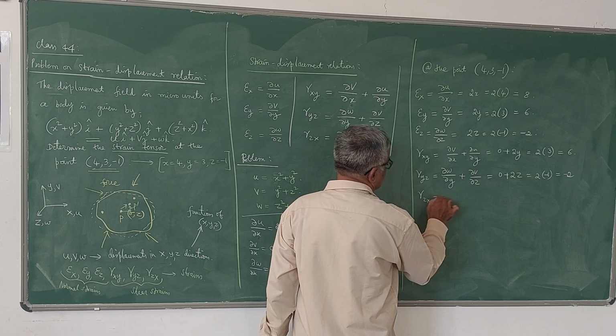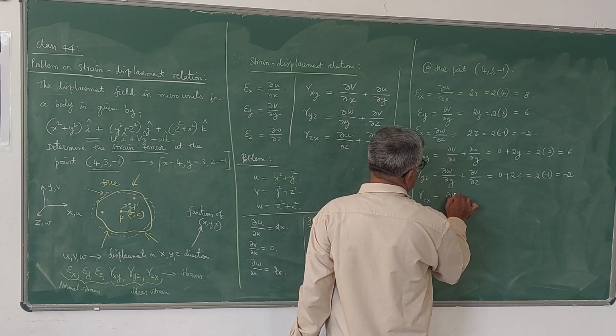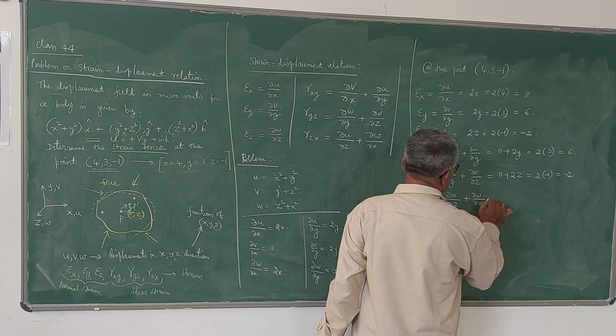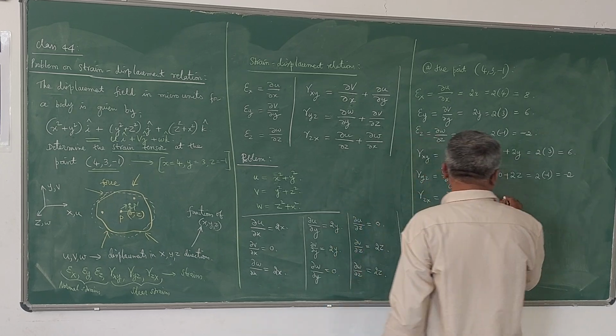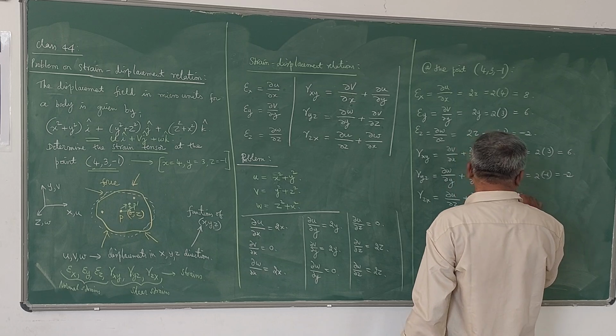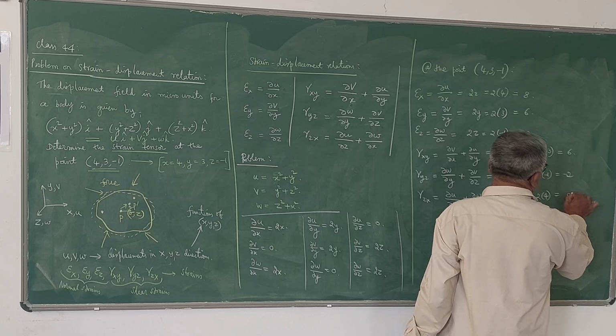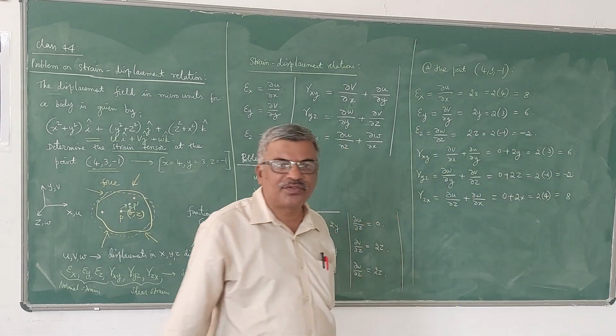Next, gamma zx is dou u by dou z plus dou w by dou x. So dou u by dou z is 0. Dou w by dou x is 2x. So it is 2 into 4. Now we got all the strain components.